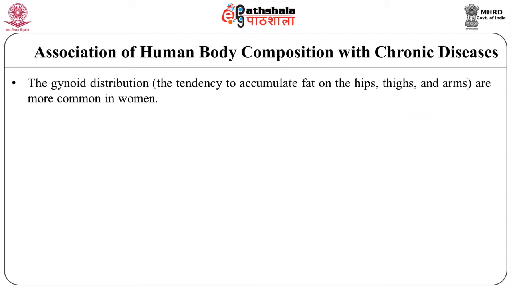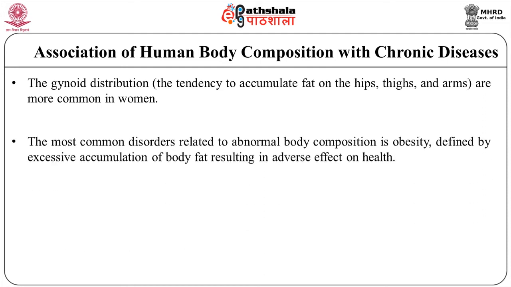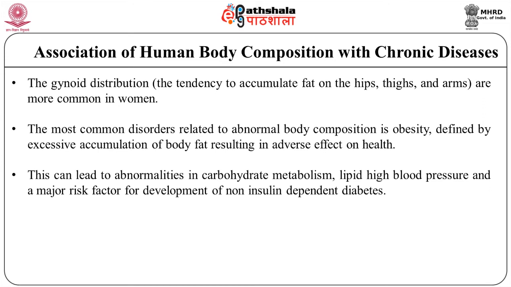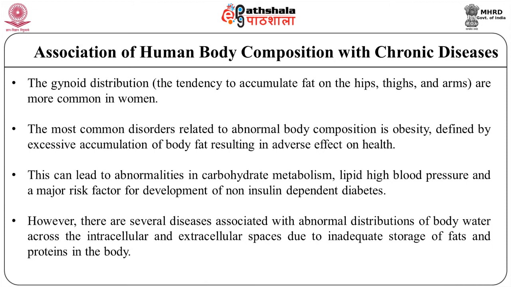The gynoid distribution, that is the tendency to accumulate fat on the hips, thighs and arms, is more common in women. The most common disorder related to abnormal body composition is obesity, defined by excessive accumulation of body fat resulting in adverse effects on health. This can lead to abnormalities in carbohydrate metabolism, high lipids, high blood pressure and is a major risk factor for development of non-insulin dependent diabetes.